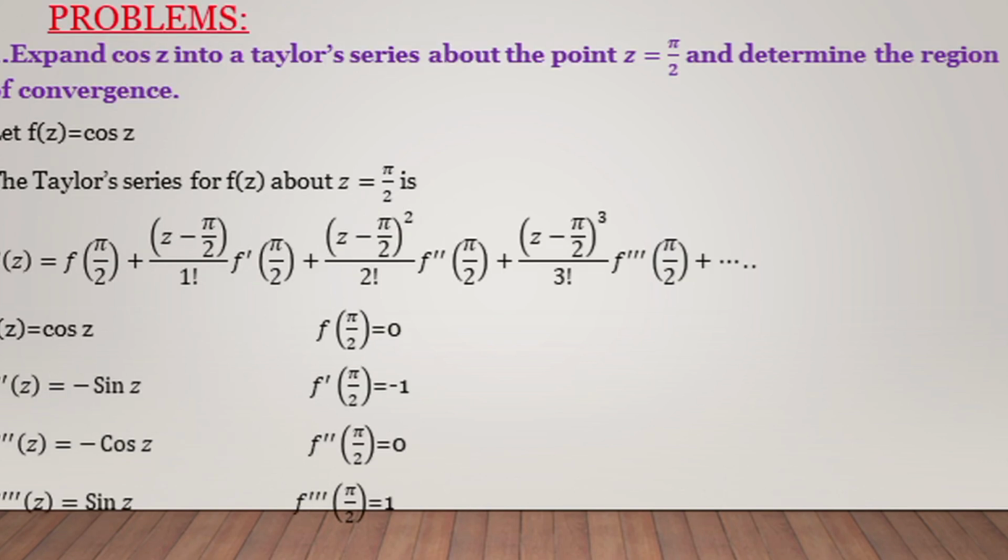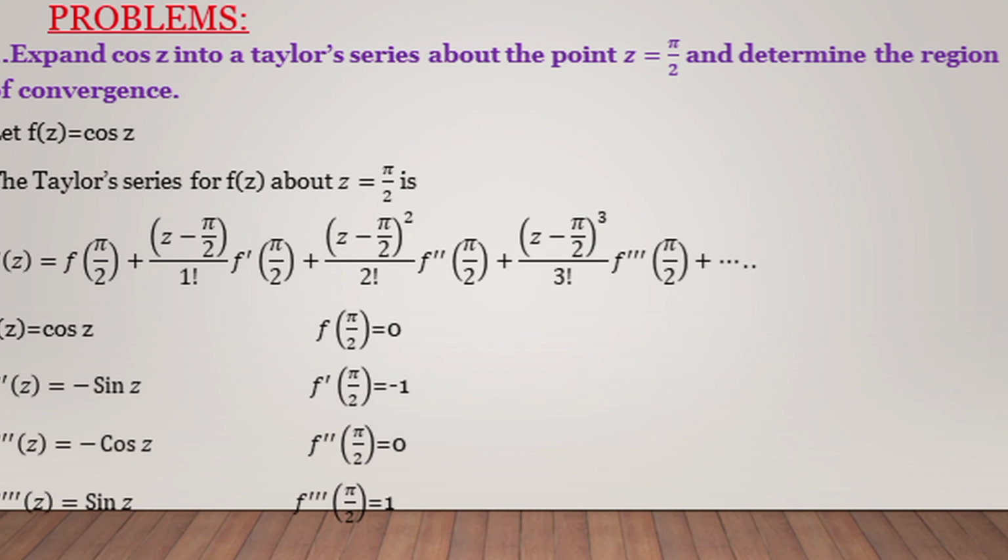Now let us see the problems regarding Taylor series. So the first problem is: expand cos z into a Taylor series about the point z equal to pi by 2 and determine the region of convergence. So now we need to expand cos z. Let us take f of z as cos z. Another thing given in the question is the point z equal to pi by 2. So the Taylor series for f of z about z equal to pi by 2, we need to substitute z equal to pi by 2 in the Taylor series expansion.